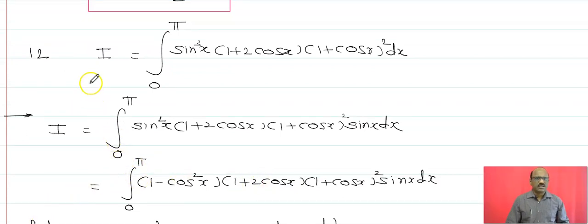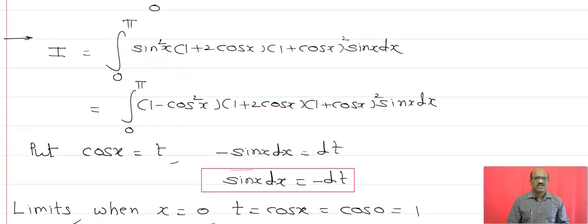Now the problem number 12. I is equal to integral 0 to pi sin cube x in bracket 1 plus 2 cos x, bracket 1 plus cos x bracket square into dx. Now again this can be written as integral 0 to pi sin square x. But here is a cube. Where is sin x? Here is a sin x. In bracket 1 plus 2 cos x, in bracket 1 plus cos x bracket square into sin x dx.